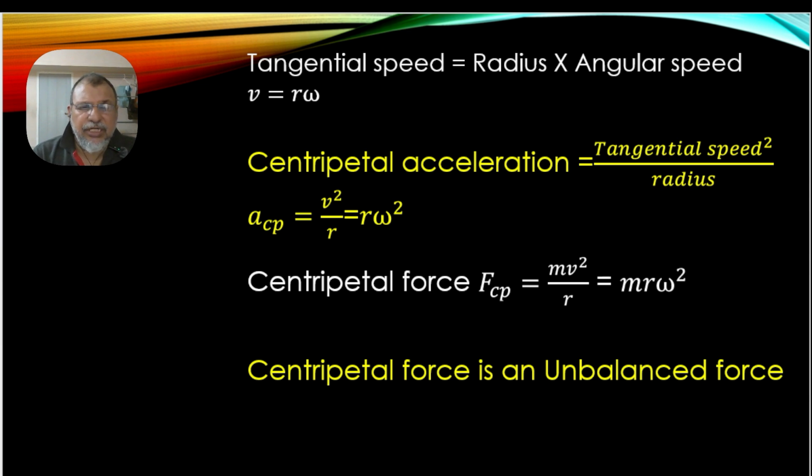Then centripetal force: you can apply Newton's second law, F is equal to ma, and you will get F_cp is equal to m times a_cp. So you get the expression F_cp is equal to m times v square over R, or m times R omega square. And the most important thing that you need to remember about centripetal force is that centripetal force is an unbalanced force.